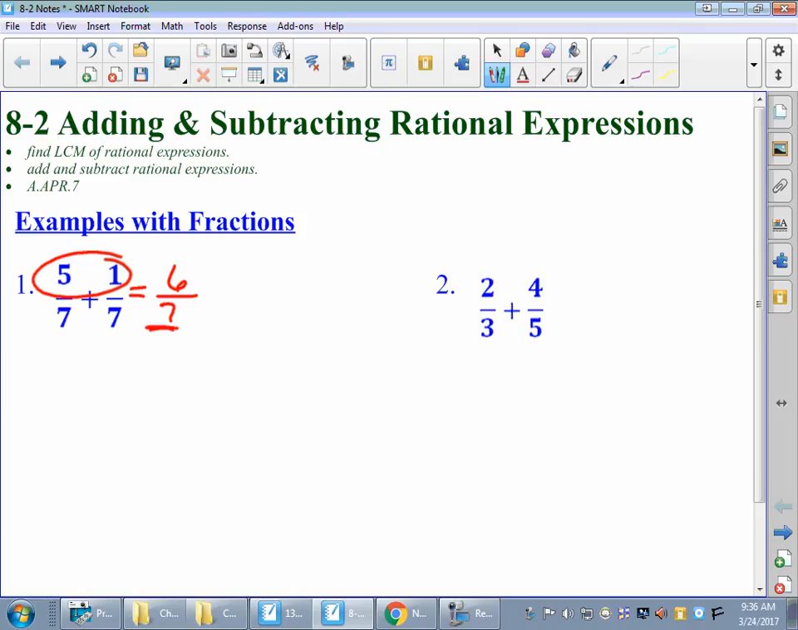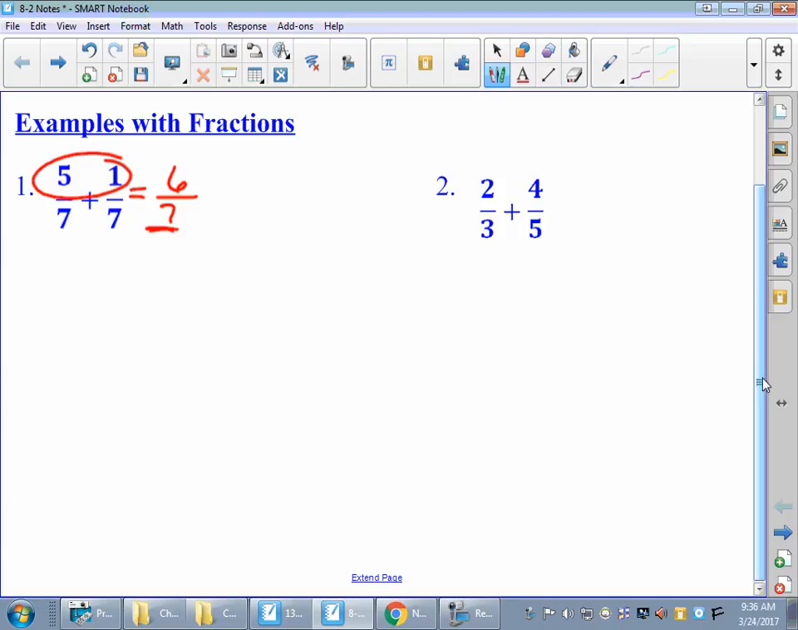In the second example, we don't have the same denominator, so we need to create a common denominator. So you look for a common denominator that both 3 and 5 go into. It has to be bigger than 3 and 5, or at least the same size as one. And I notice that the smallest number that they both go into is 15.